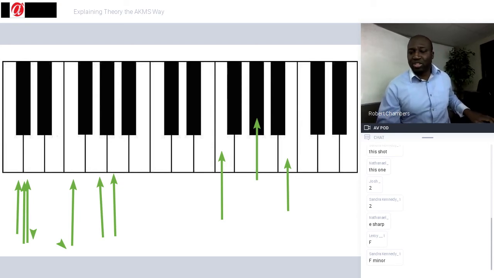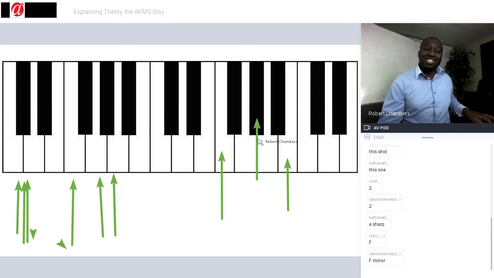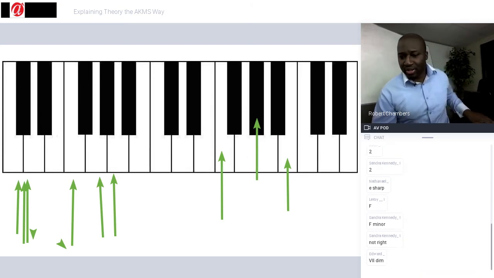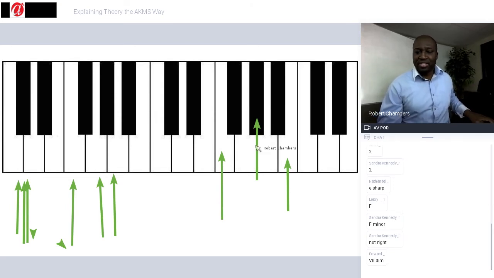Sandra Kennedy said it would be an F minor. Well, it could seem like an F minor. However, if we were to play it, Sandra says no, it's not that. Okay, Ephraim, you'd say a 7 diminished. Anybody else want to take a crack at it? All right, I'll wait 10 seconds while I create some more arrows.